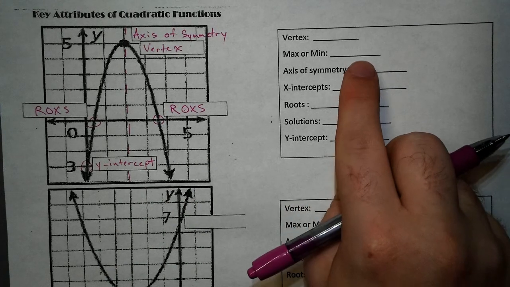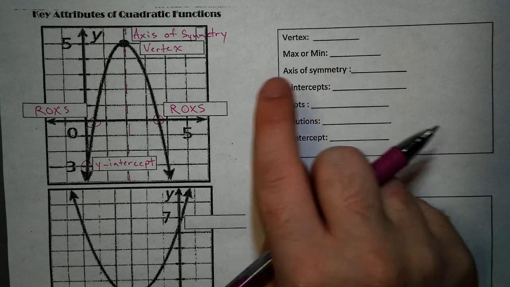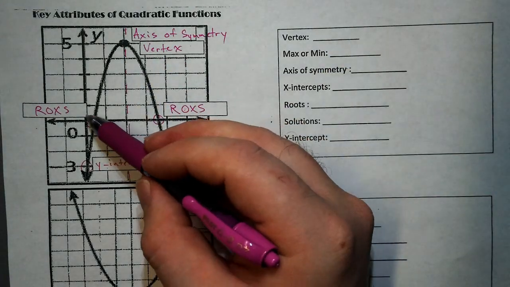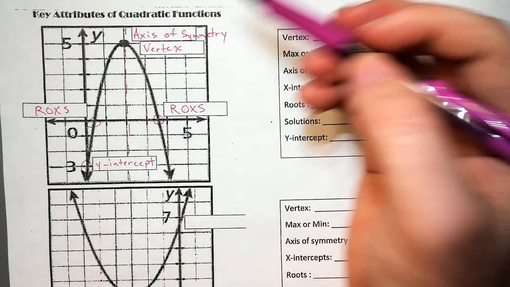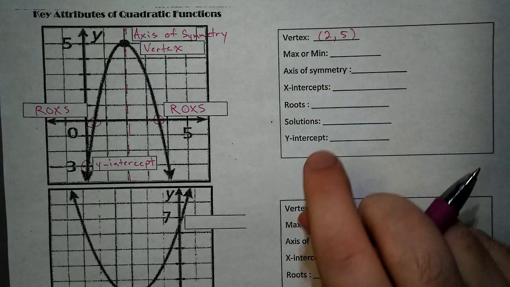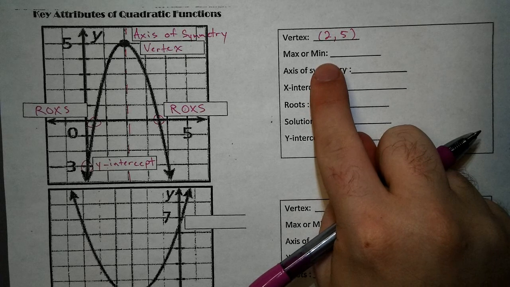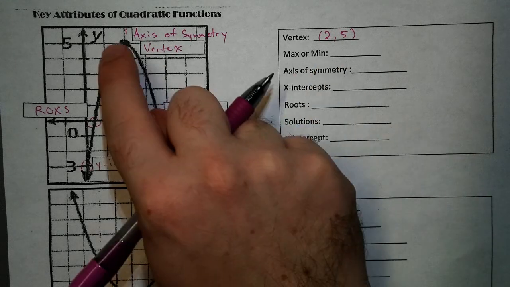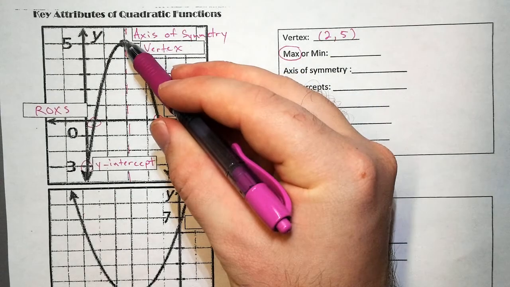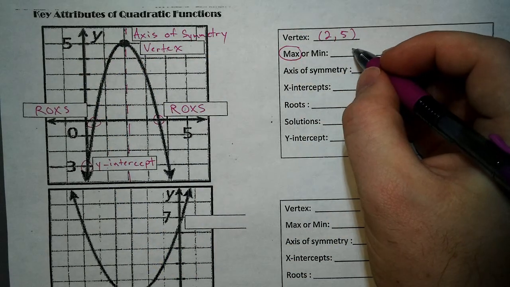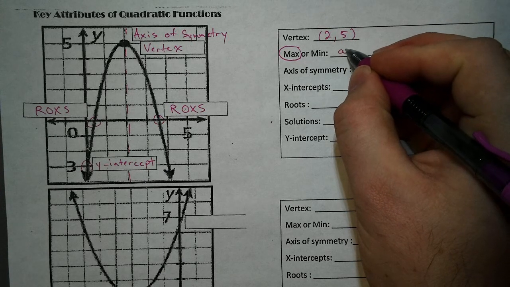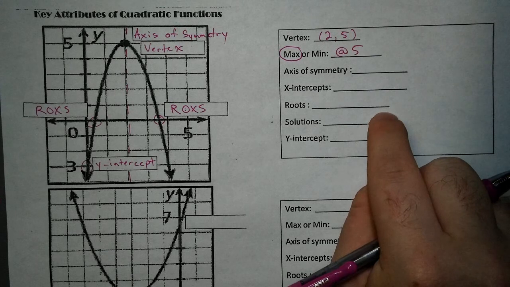Now what we're going to do is put in all the points based on the graph. So let's start with the vertex. It goes over 2, up 5, so that's going to be the point (2, 5). Now, the question is, is this a max or a min? Well, it's on the top, so this is going to be a maximum, and the highest value, it goes up to y equals 5, so the maximum is at 5.